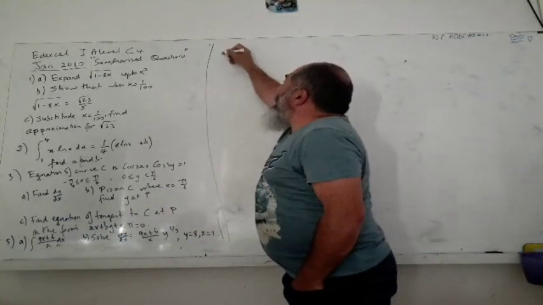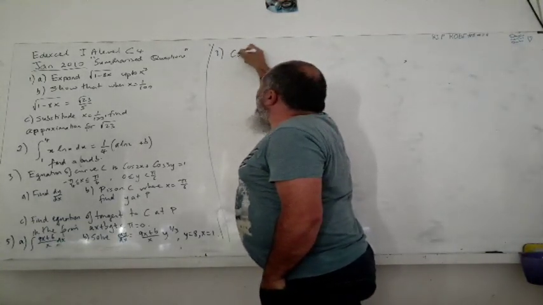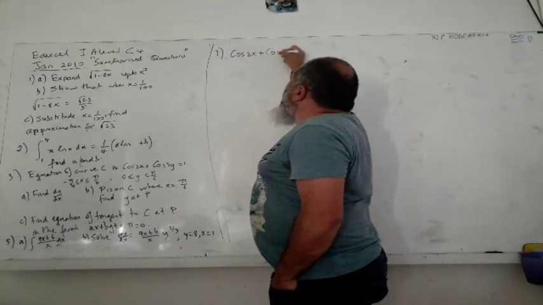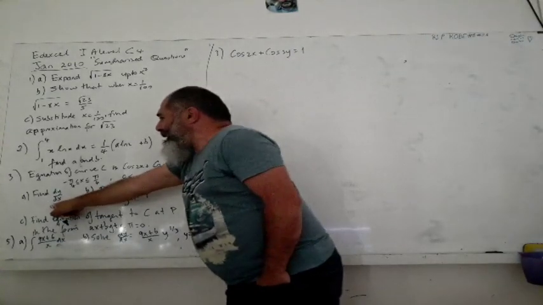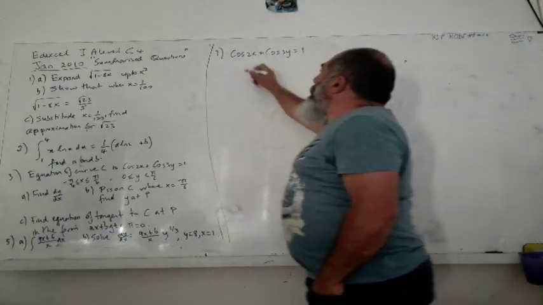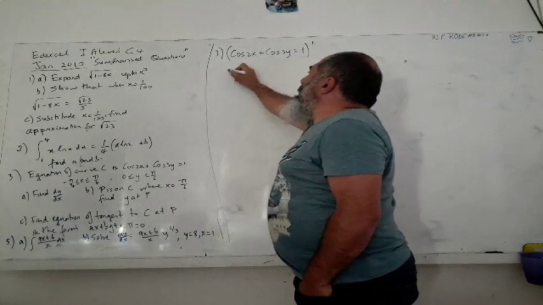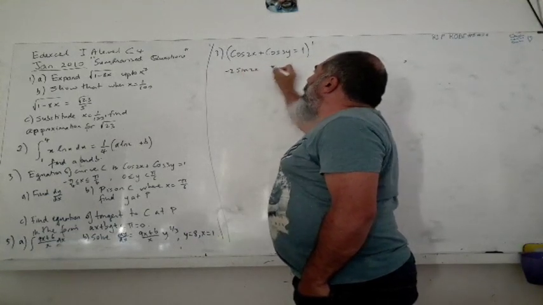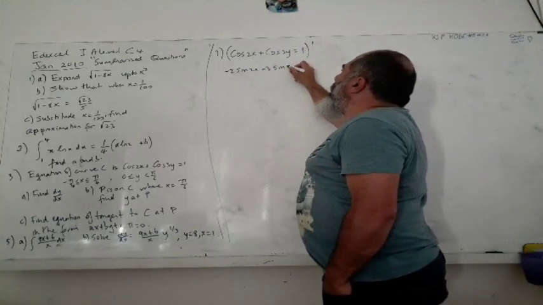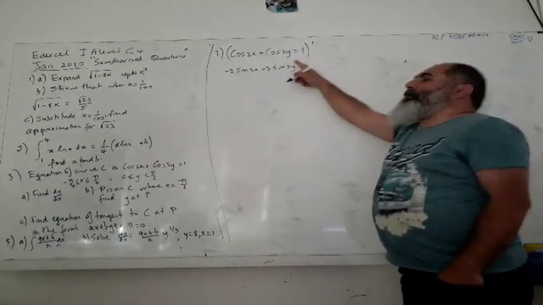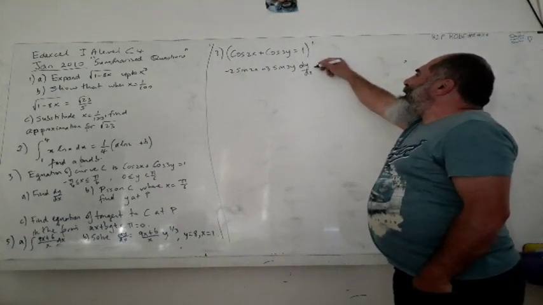Question 3 is about implicit functions. We have cosine 2x plus cosine 3y is equal to 1, and the first part asks for dy over dx. So we have to take the derivative here. What is the derivative of cosine 2x? It is minus 2 sine 2x. What is the derivative of cosine 3y? It is minus 3 sine 3y. Because we take the derivative of something in terms of y, we have to put dy over dx there.